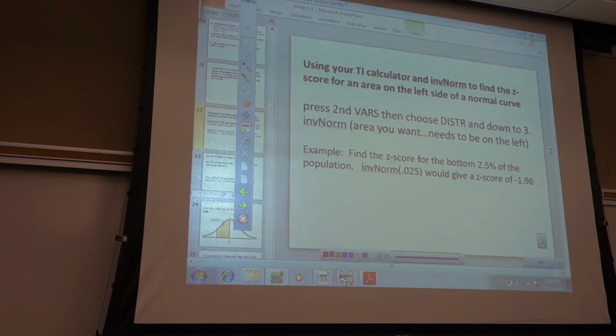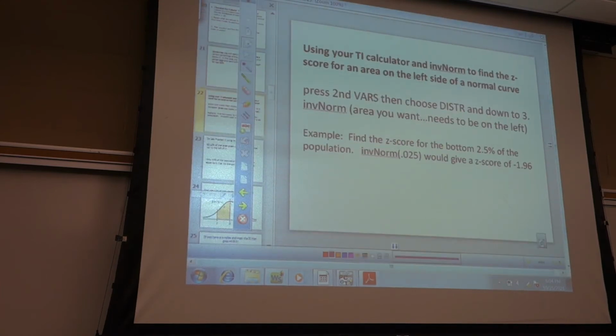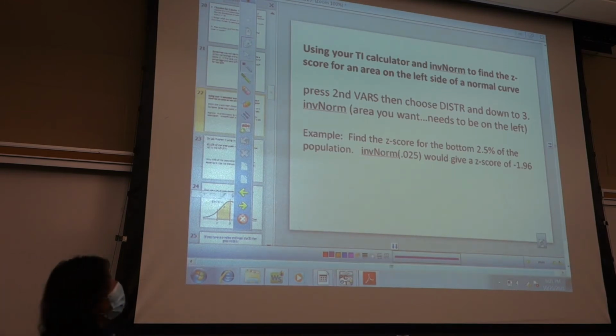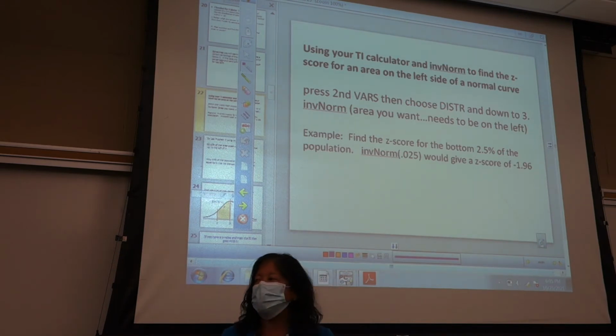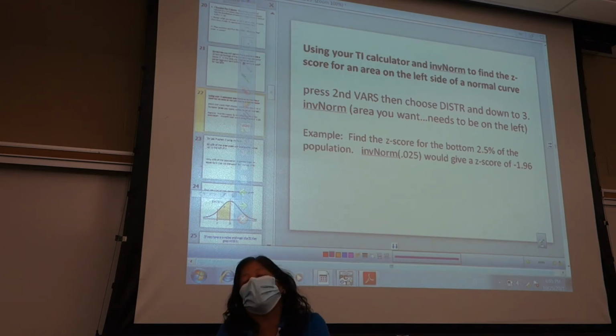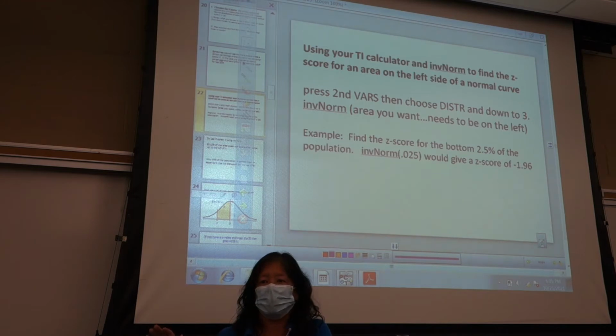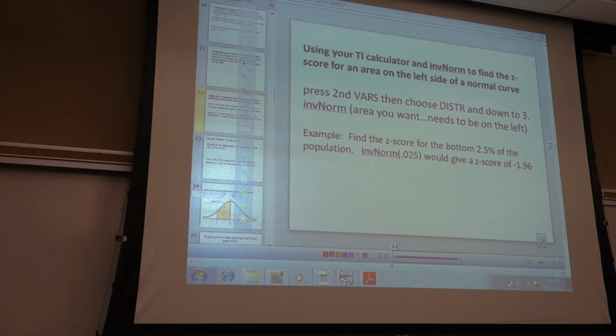So how do you do it? Same idea. Second bars, go down to the third option, which is inverse norm, and you're going to feed it an area. Here's the thing. How will it know whether it's the area on the left or the area on the right? It doesn't know. So we're always going to feed the area on the left so that it always knows which side you're feeding it. Does that make sense? You got to pick one or the other. It takes the area on the left-hand side.